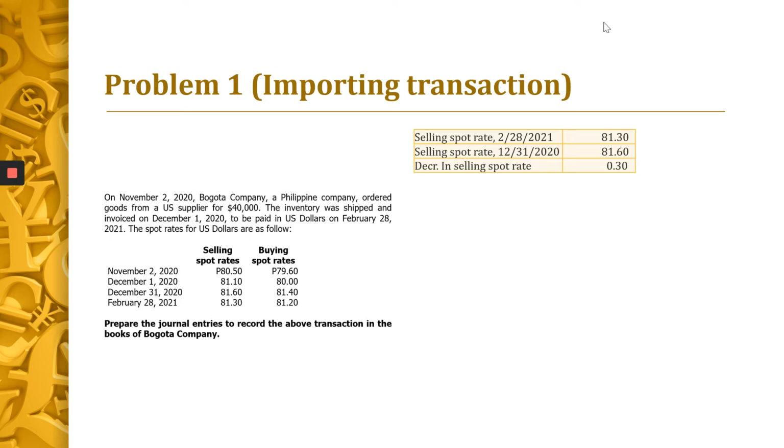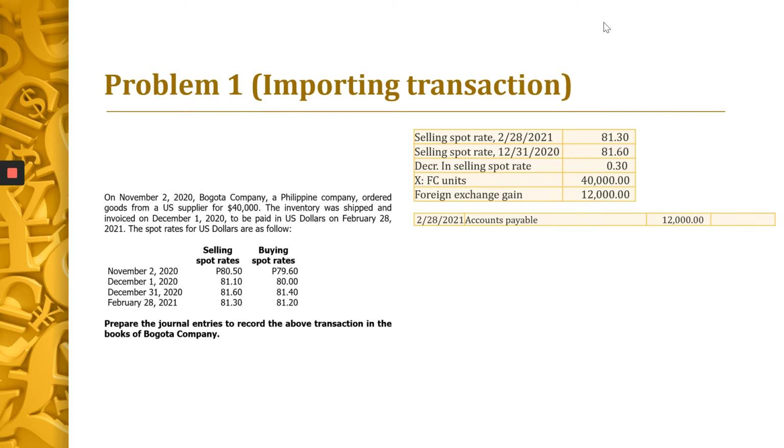Magkano binaba? 30 cents. Multiply that to your foreign currency units of $40,000 and you will get a product of 12,000. Now, anong tawag natin dito sa 12,000 na ito? Dahil bumaba ang selling spot rate, ano mangyari sa liability? Bababa na din. Dahil bumaba ang liability, we need to recognize gain, foreign exchange gain. So how do you journalize that in our books? February 28, bawas tayo ng utang. Debit accounts payable, credit, foreign exchange gain, 12,000. Dahil bumaba ang selling spot rate, bababa utang natin, kaya magkakaroon tayo ng gain sa libro natin.